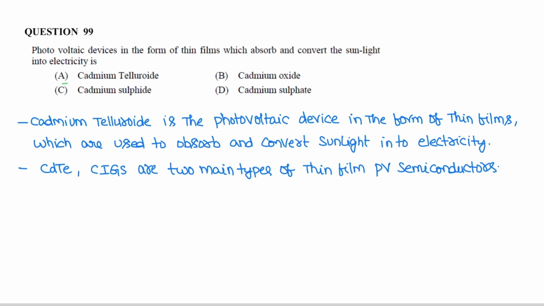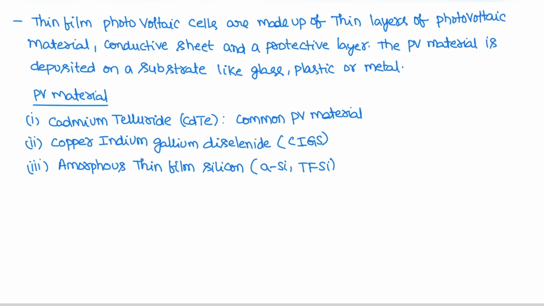Next question. The photovoltaic devices in the form of thin films which absorb and convert sunlight into electricity: the correct option is A, cadmium telluride. So CdTe is a photovoltaic device in the form of thin films which are used to absorb and convert sunlight into energy. CdTe and CIGS are two main types of photovoltaic semiconductors. CIGS is copper indium gallium diselenide.